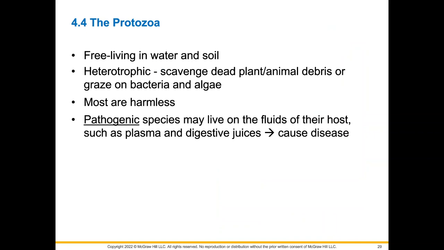Alright, so these protozoa typically live in aquatic environments. Also soil is possible, and they're free living usually. They are heterotrophic, meaning they consume food. They're scavengers for dead plant and animal debris, or they can even graze on bacteria and algae. Most of them are harmless. However, pathogenic species do exist and may live on the fluids of their host, such as plasma and digestive juices, and cause disease.